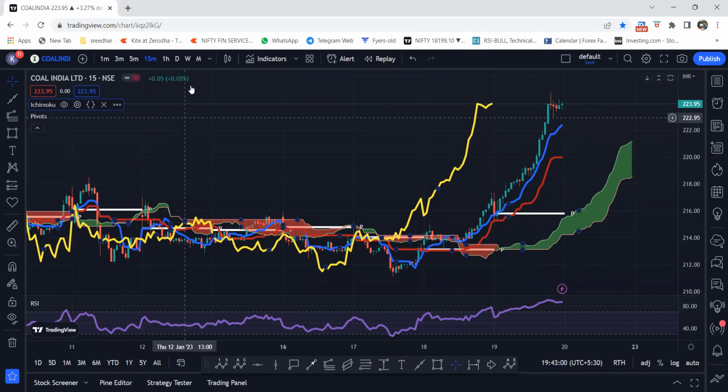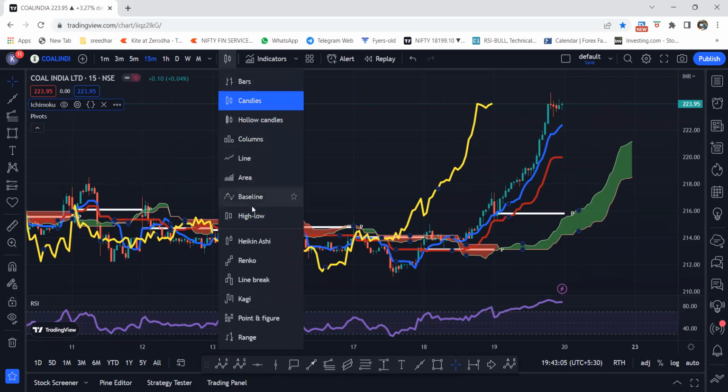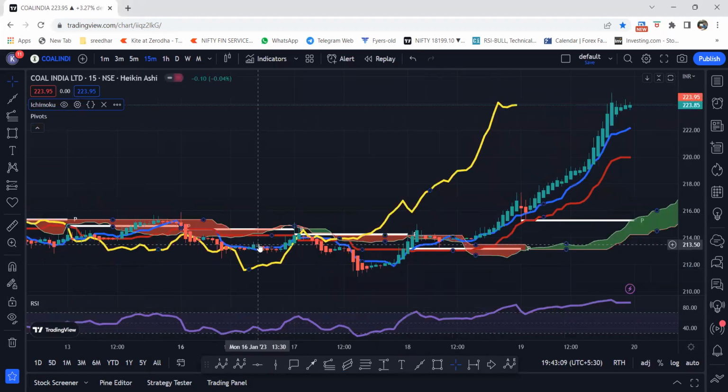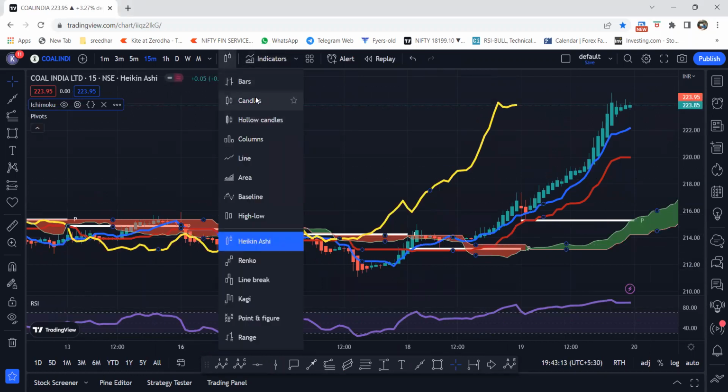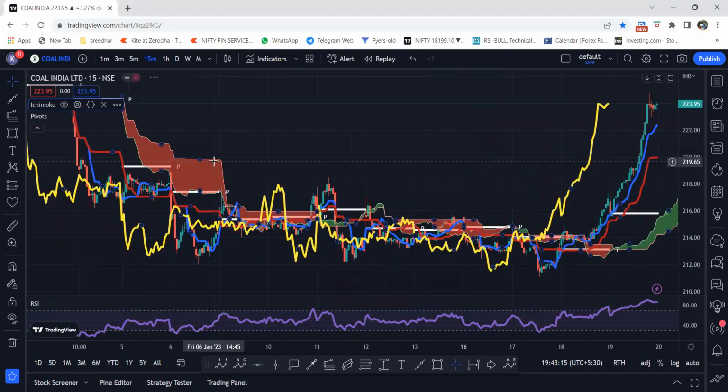In candlesticks, there are two types available: the plain candle, as well as the weighted average candlestick, that is Heikin-Ashi, which we use. Both are one and the same; whichever is convenient, you can go ahead and use it. There is no hard and fast rule. This is the only rule that works.